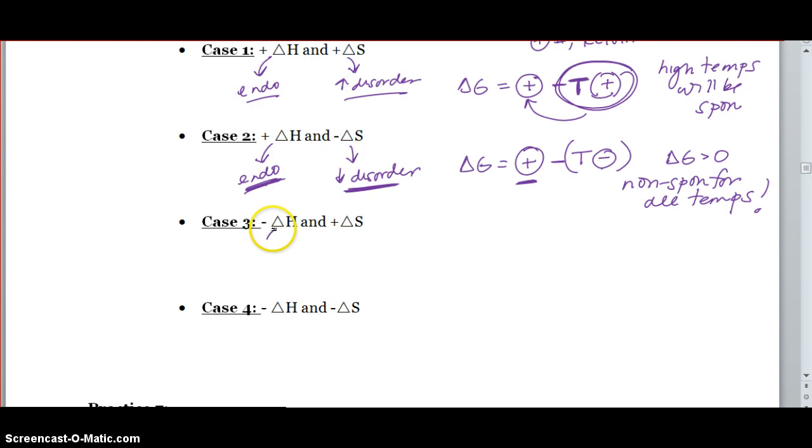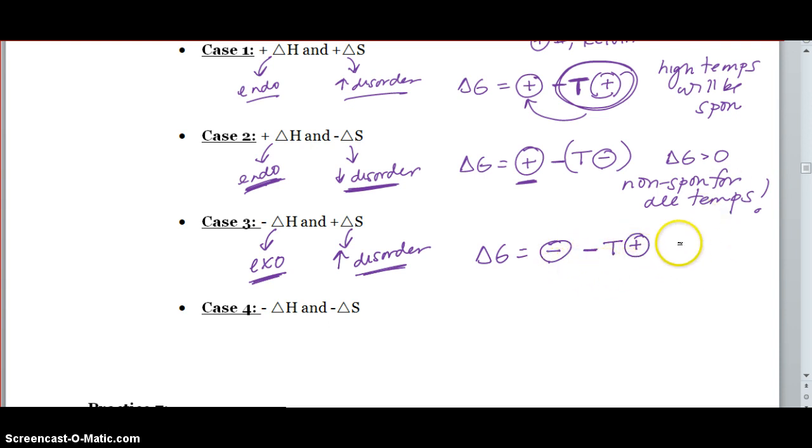All right, case 3, we've got negative delta H, so that's favoring spontaneity because it's exothermic. We have positive delta S, that means an increase in disorder. That is favoring spontaneity. And so what do you guys think? If both are favoring spontaneity, when we look at the math, you've got a negative number minus temperature times a positive number. So you have a negative, and you're subtracting off no matter what a positive number. So if this negative you're subtracting off a number, it's just going to get more and more negative. So no matter what, delta G will be less than 0. So this will be spontaneous for all temps.